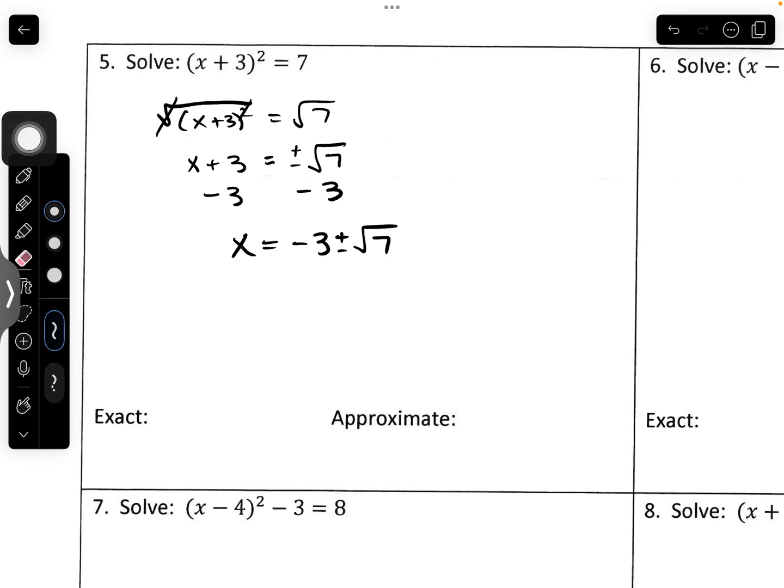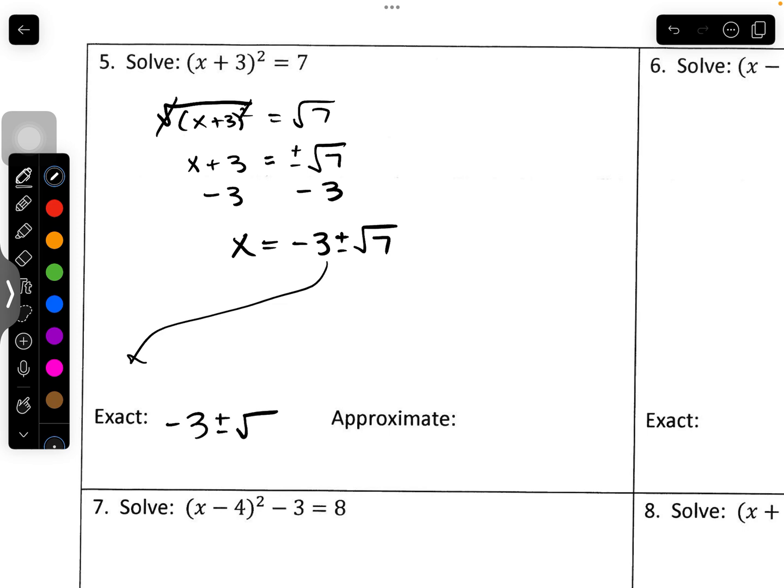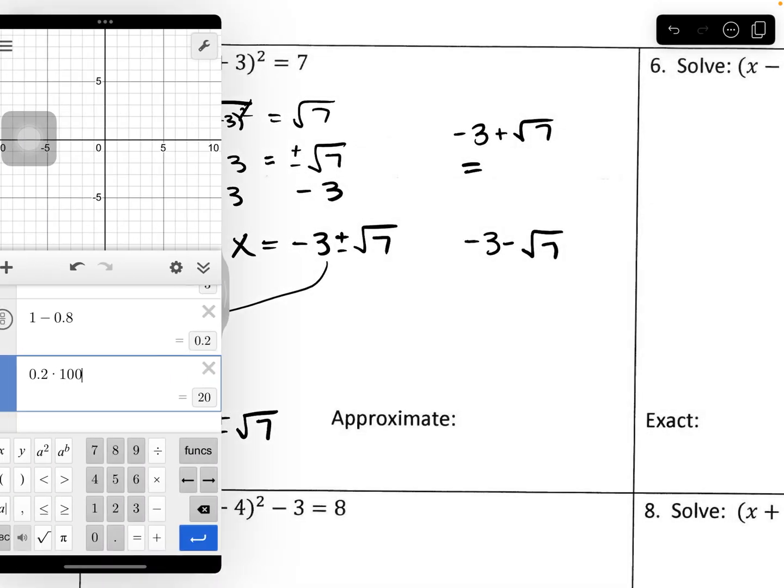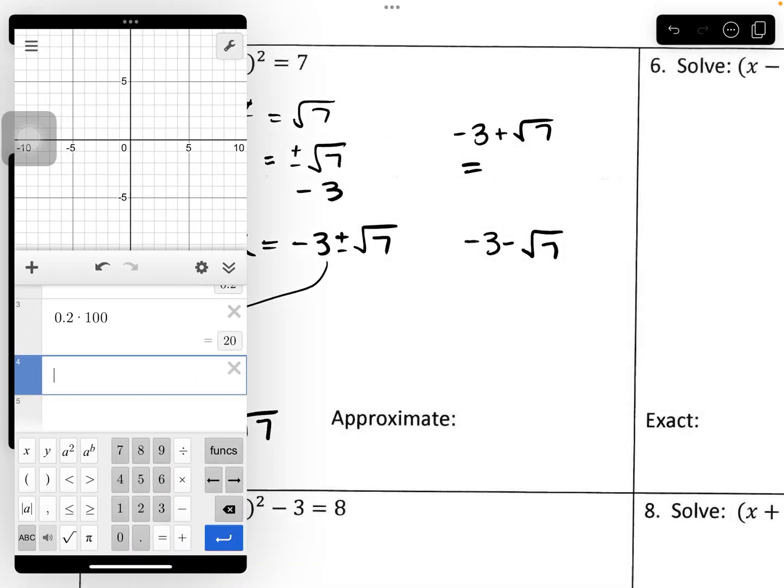And that's it. That's our exact answer. We're going to just plop that down here, negative 3 plus or minus the square root of 7. Those are our two solutions. Remember, the plus minus is what gives us the two solutions. So we're going to take that negative 3 plus the square root of 7 and negative 3 minus the square root of 7 to get our approximations. Just enter that information into Desmos and round to the nearest hundredth unless you're asked otherwise.